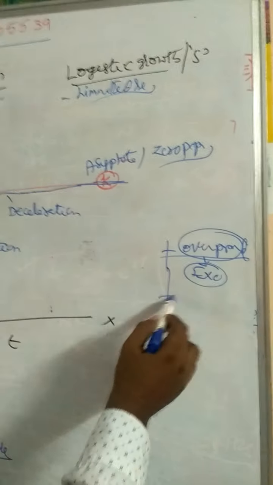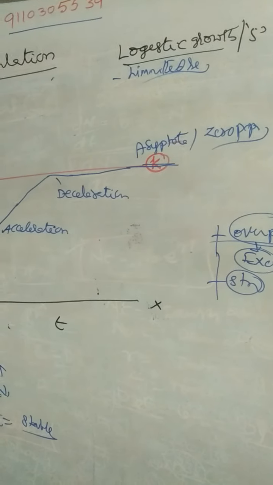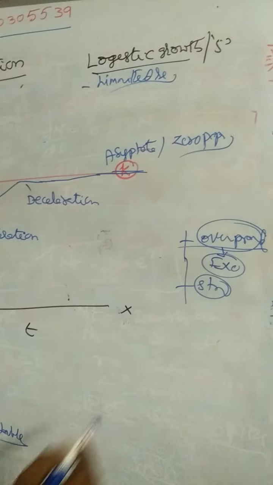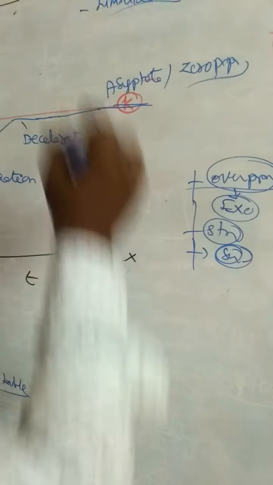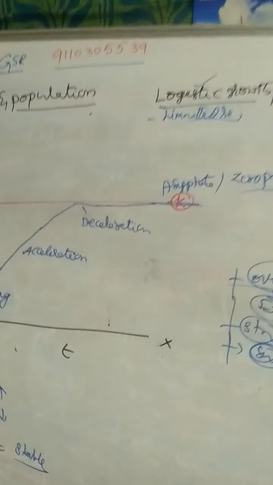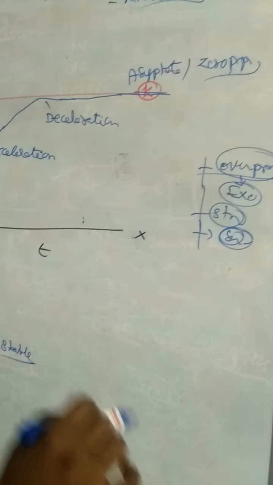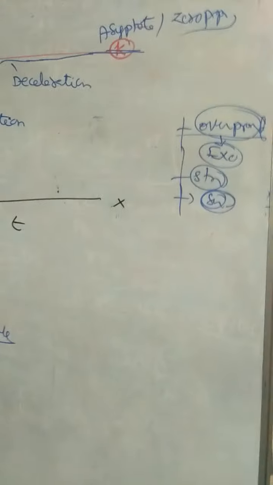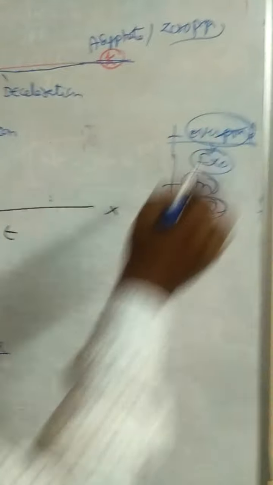And third one is struggle for existence. After struggle for existence, last one is survival of the fittest. So logistic growth curve explains survival of the fittest or Darwin fitness. Exponential growth explains overproduction or prodigality.